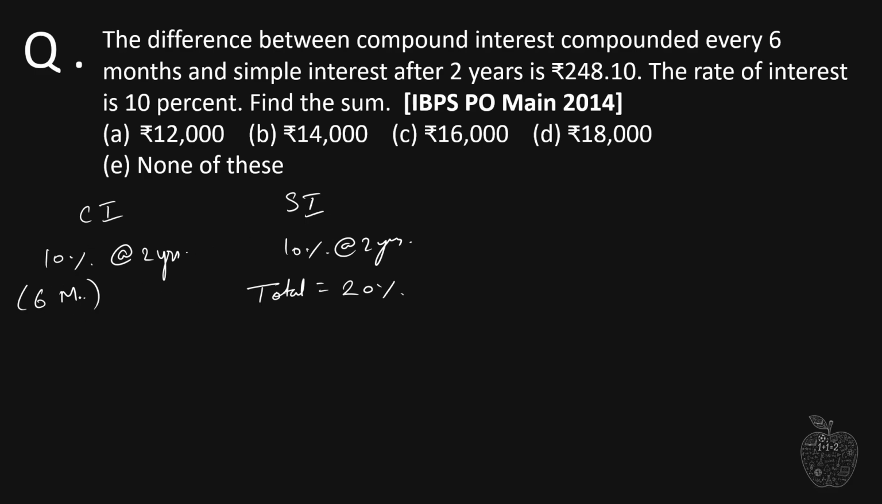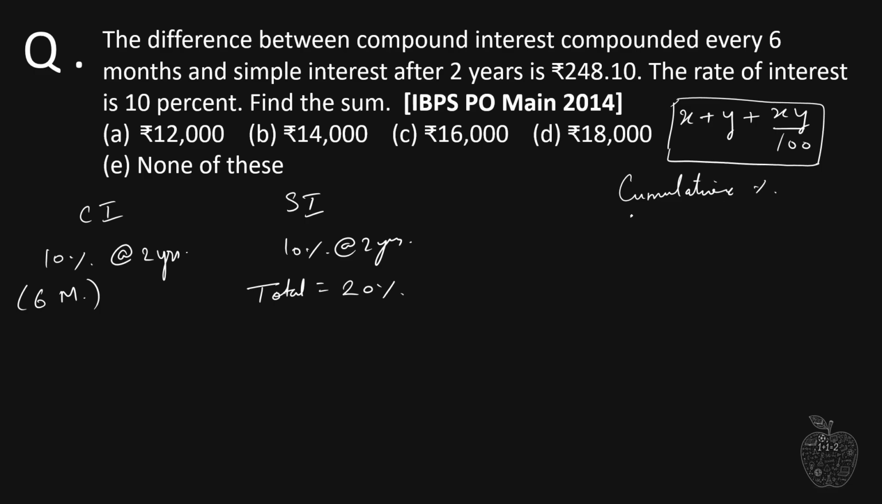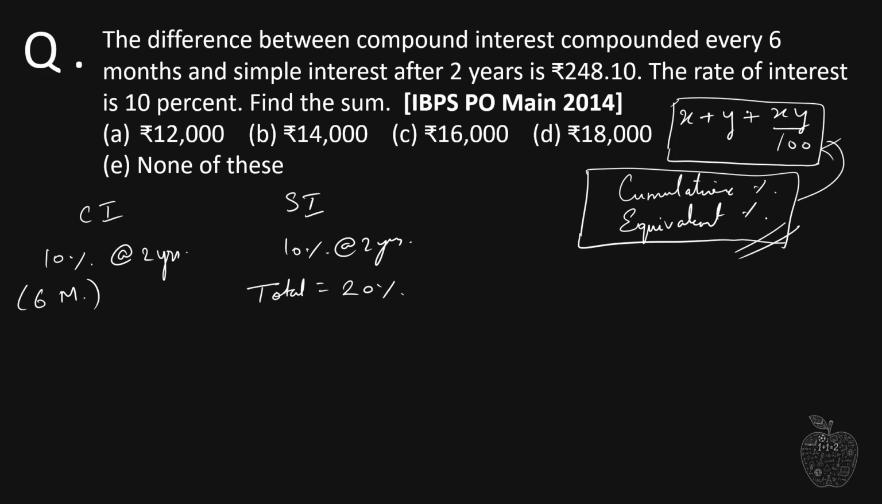Now for compound interest, it is a little bit tricky. I'll use the formula for cumulative percentage. The formula for cumulative percentage is X plus Y plus XY over 100. If you are not aware of this concept or this formula, go on YouTube and search for cumulative percentage or equivalent percentage. Look out for some good videos and you'll get to know about this concept and how this formula is derived.